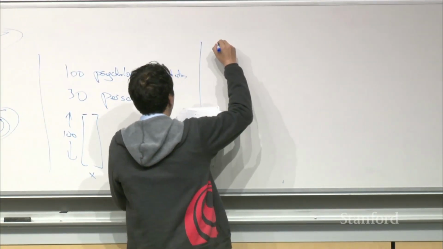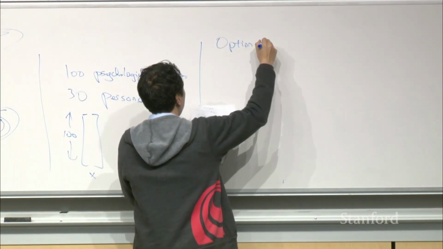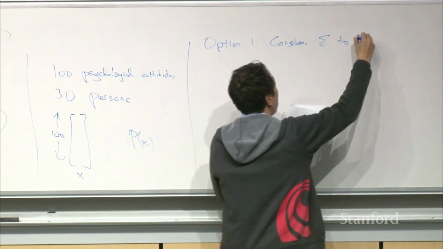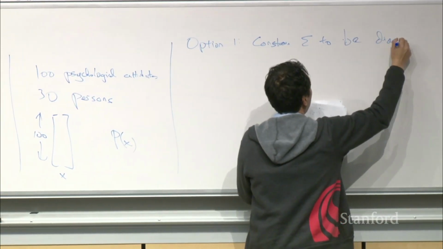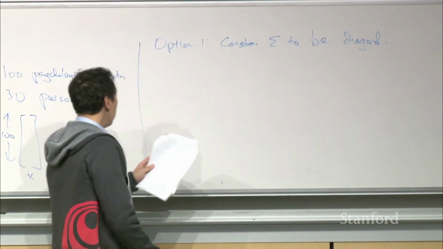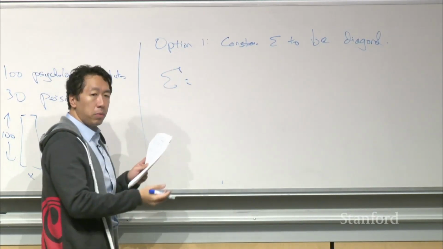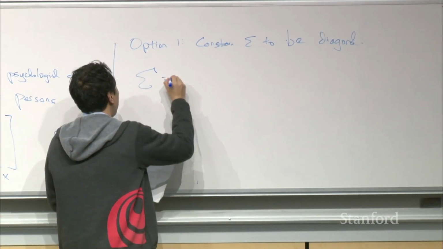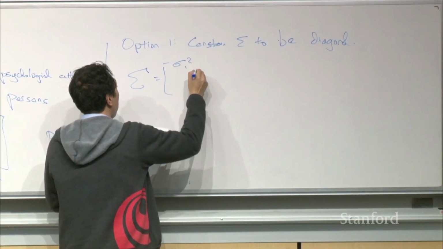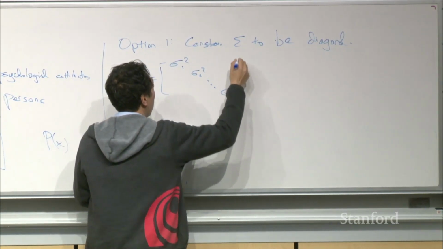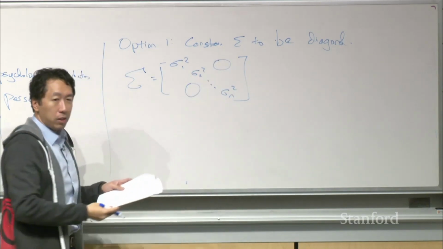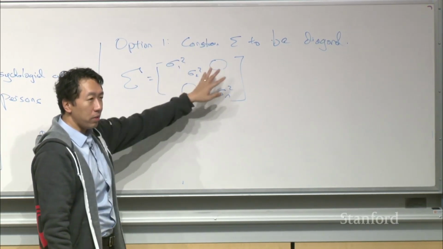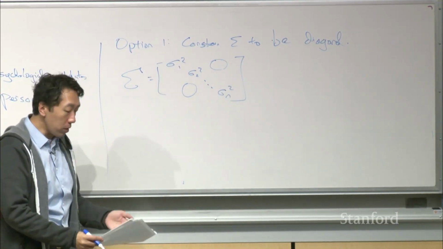One thing you could do is constrain sigma to be diagonal. So sigma is a covariance matrix, an n by n covariance matrix. So in this case, it'd be a 100 by 100 matrix. But let's say we constrain it to just have diagonal entries and zeros on the off diagonals. The diagonal entries of the square matrix are these values, and all of the entries off the diagonals will be set to 0. So that's one thing you could do.